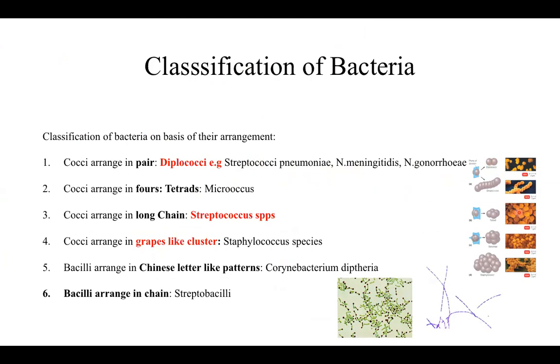Some of the bacteria appear in a group of four. Cocci that appear in a group of four are known as tetrads. The example is Micrococcus.